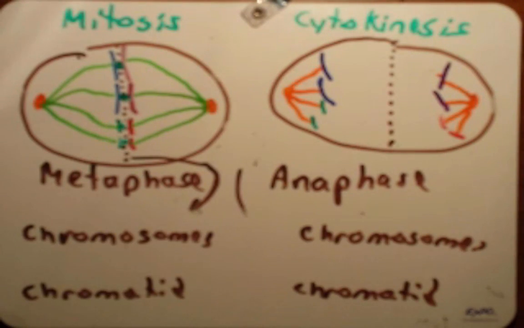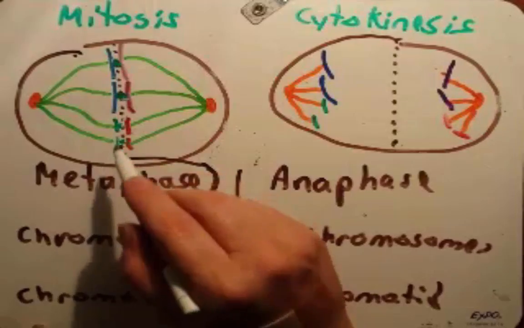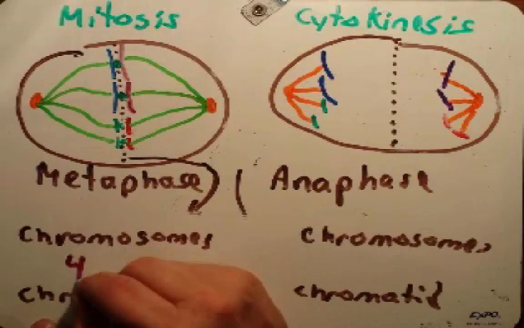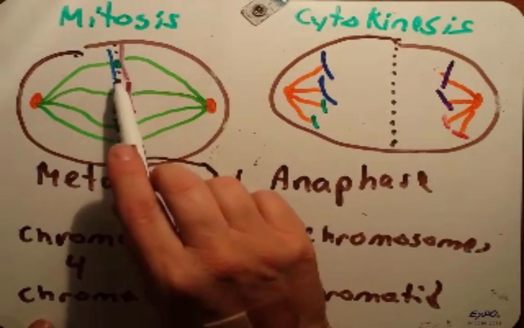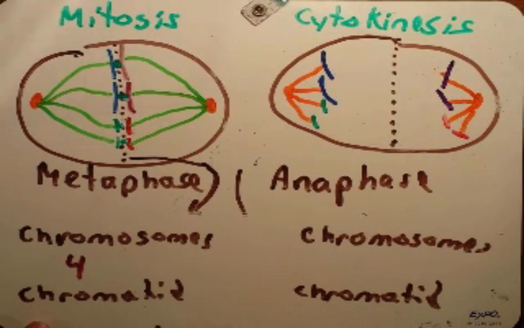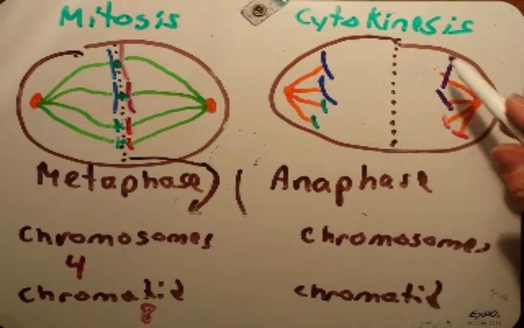So in metaphase, again, we have 1, 2, 3, 4 chromosomes. Remember, they look like they're separated, but it's just the way I drew them. There's still 4 separate chromosomes here. And we have 8 chromatids. Now at anaphase, they begin to be pulled apart, and it's still the same cell.